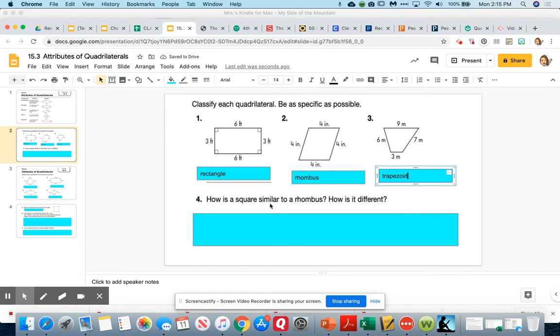And then it says, how is a square similar to a rhombus? Well, a square has equal sides just like a rhombus. However, a square has 4 right angles, and a rhombus does not.